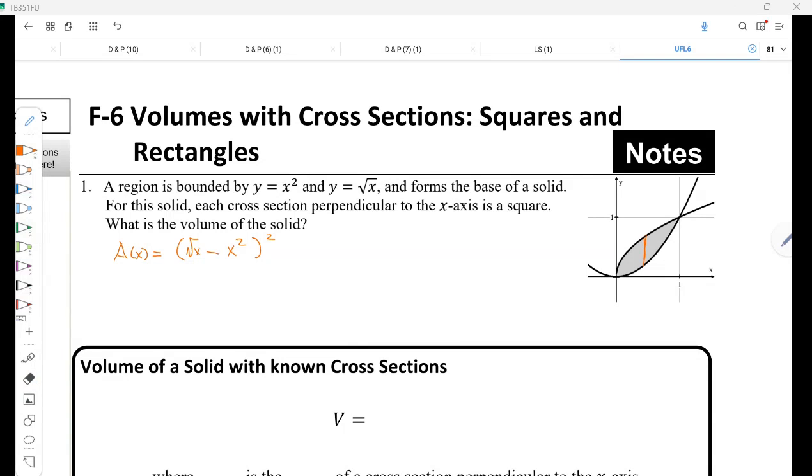All right, so to find the volume, we need to integrate from the beginning to the end, which is 0 to 1, x equals 0 to x equals 1. That area formula, so the square root of x minus x squared, dx. And what do we have to do to actually integrate that?